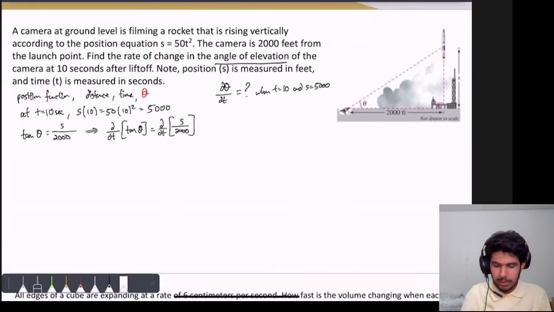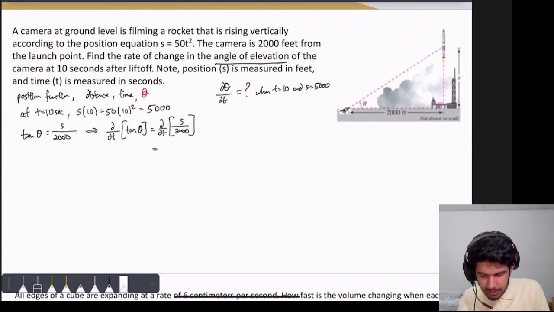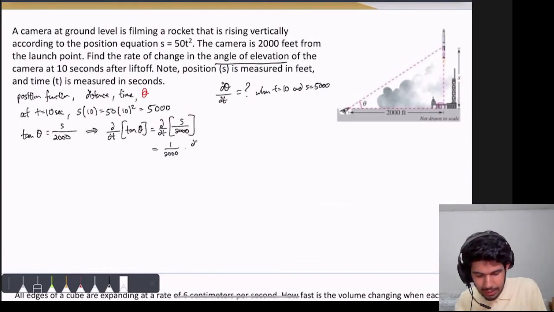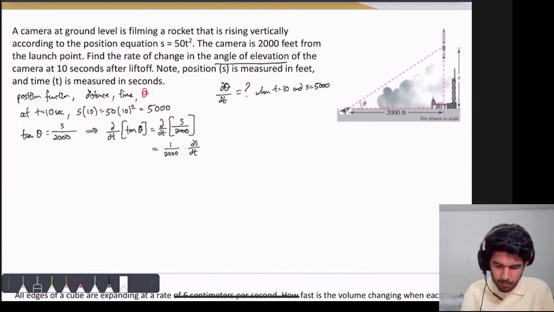Right? So the right-hand side is pretty simple. We take out this 1 over 2,000 term, and then d dt of s, that's just ds dt. Right? And then we're left with d dt of tangent of theta.